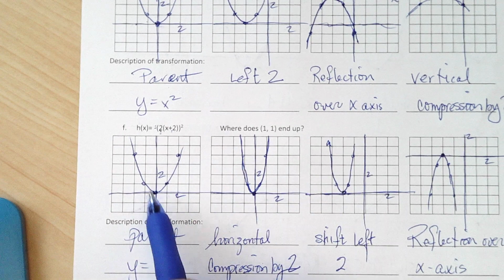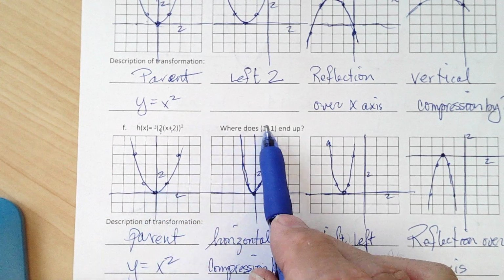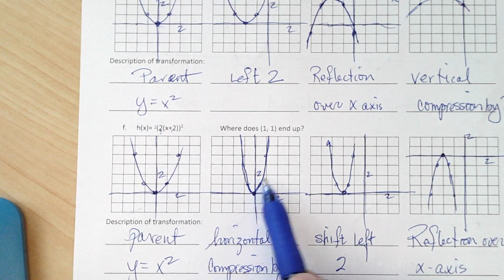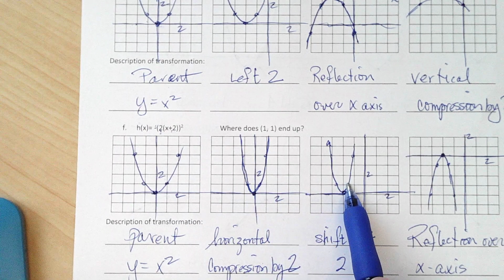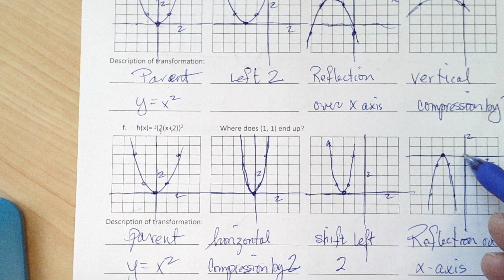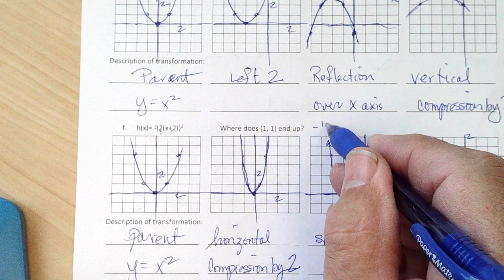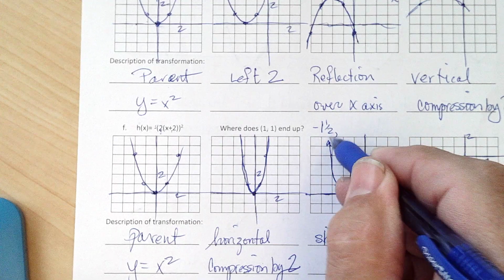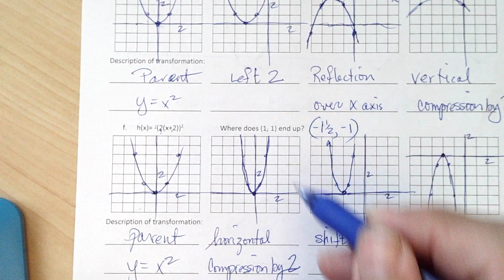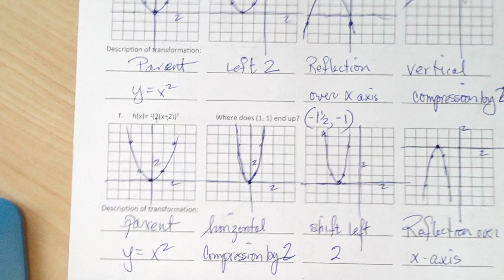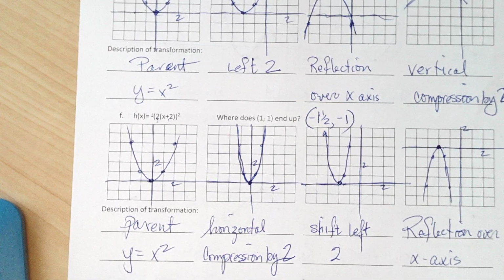And so where did 1, 1 go? It went to a half, 1, to negative 1.5, 1, to negative 1.5, negative 1. And that's the transformations, the way I like to have you do them.